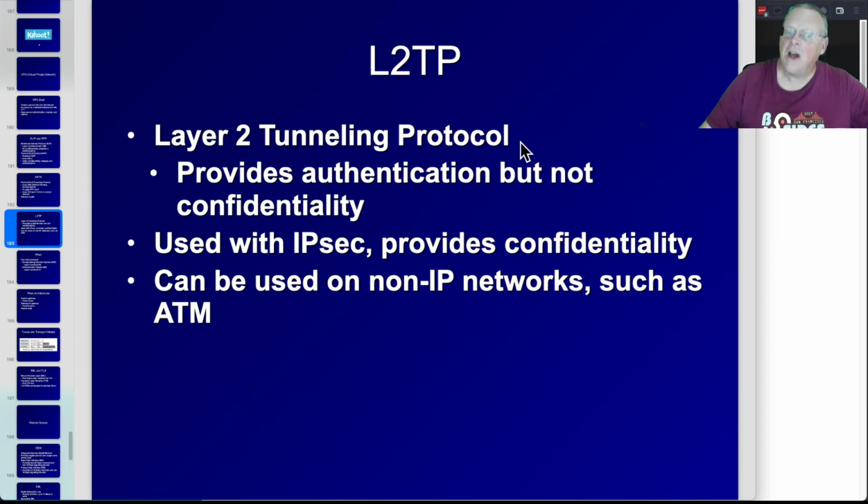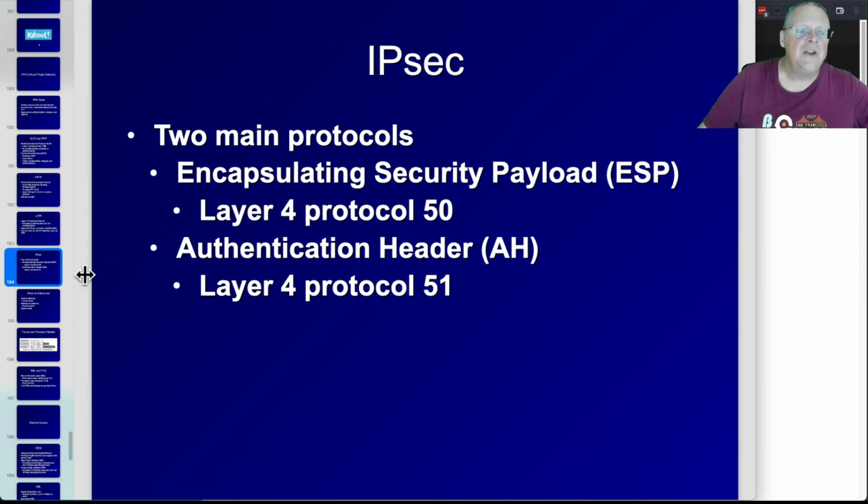L2TP is a tunneling protocol that delivers traffic carried over another network, but it does not encrypt anything. So by itself, it just provides availability, but it doesn't provide confidentiality. However, you can combine L2TP with IPsec, and if you do that, you have a strong recommended modern VPN. This is considered a good one. Use IPsec for the encryption and L2TP to deliver it, and the two together are considered a strong VPN.